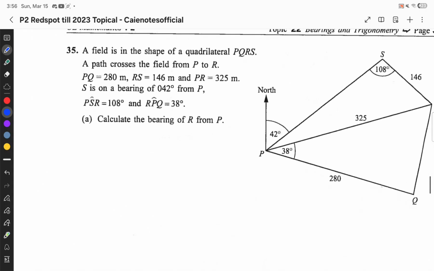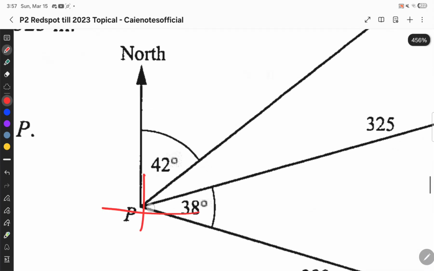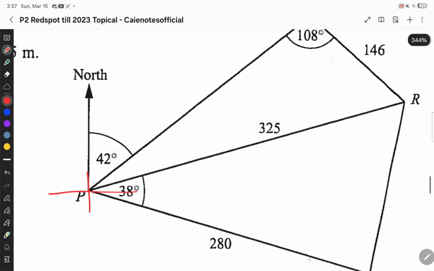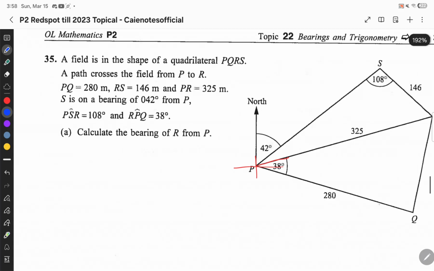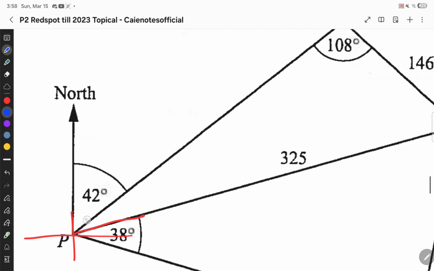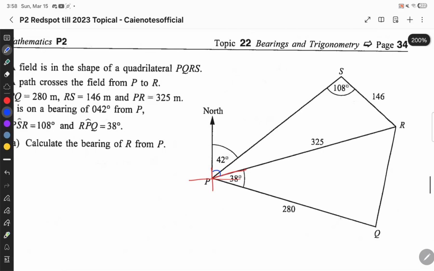The bearing of R from P. So we stand from P and calculate the bearing of R. So let's do this. Bearing of R from P. So we need to find this angle. We have already found 42 degrees, so no need to worry about that.